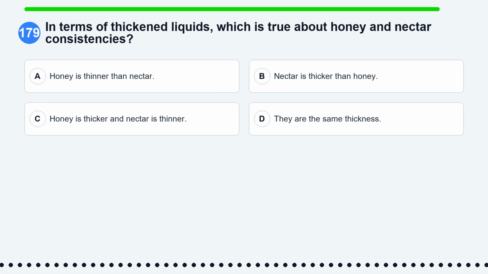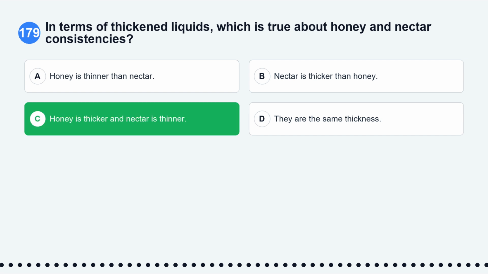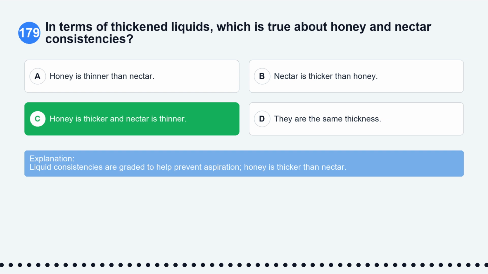Question 179. In terms of thickened liquids, which is true about honey and nectar consistencies? Option A, honey is thinner than nectar. Option B, nectar is thicker than honey. Option C, honey is thicker and nectar is thinner. Option D, they are the same thickness. The correct answer is option C, honey is thicker and nectar is thinner. Liquid consistencies are graded to help prevent aspiration. Honey is thicker than nectar.